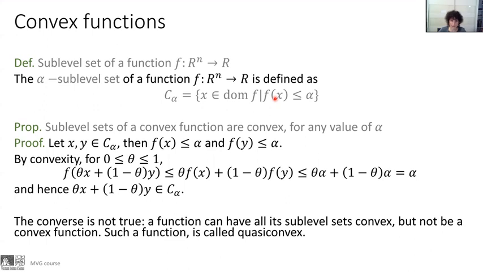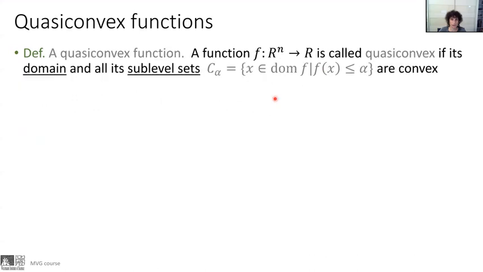And this is the special class of functions we are going to discuss today. So I'll give the formal definition. A function is called quasi-convex if its domain and all its sub-level sets, okay, are convex.